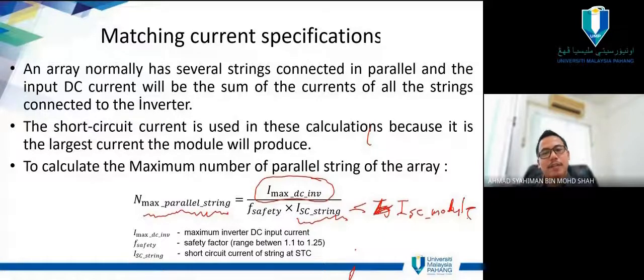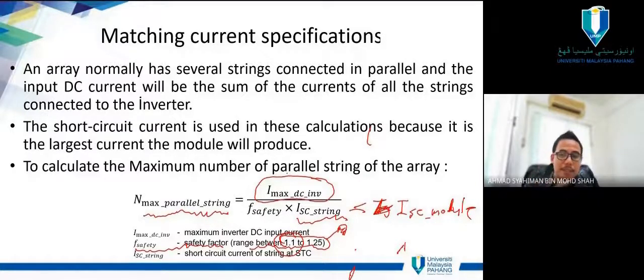What is the F safety? F safety is the safety factor. Okay, safety factor here. Ini memang dah fix segala. Range between 1.1 to 1.25. But actually it depends on the question lah. Kadang-kadang saya bagi 1.25 ke, kadang-kadang saya bagi 1.1 ke, sometimes I give you 1.0. But if the value is not given, just take the typical value. What is the typical value? 1.1. Boleh. F safety equal to 1.1 is the typical value for the safety factor.